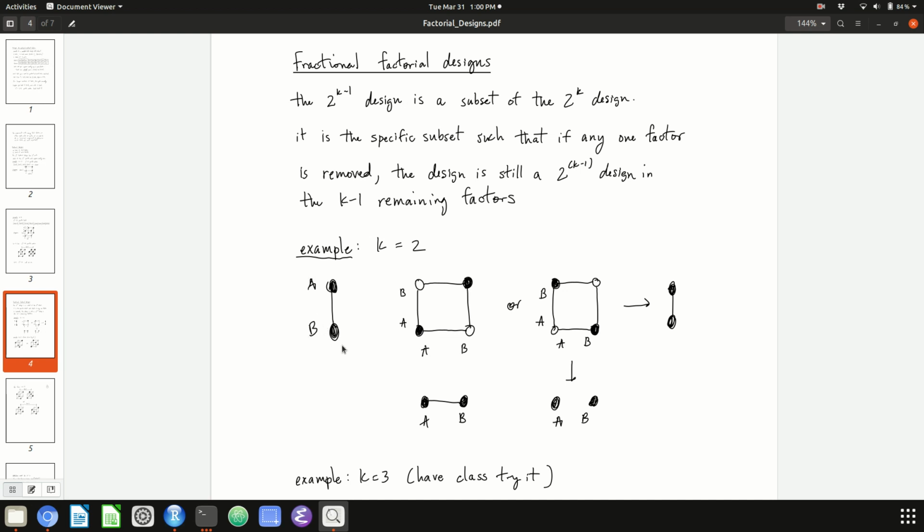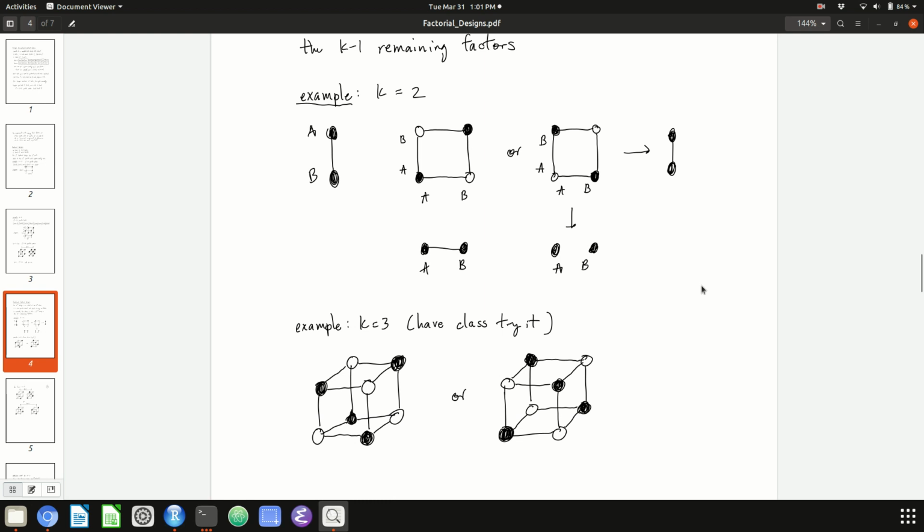There's one other valid 2^(k-1) design that satisfies our criterion. It's just you take this design and flip it. So you do the runs that you didn't do here, which ends up being this design. So we have one run at level A of factor 1, one run at level B of factor 1. We also have one run at level A of factor 2 and one run at level B of factor 2.